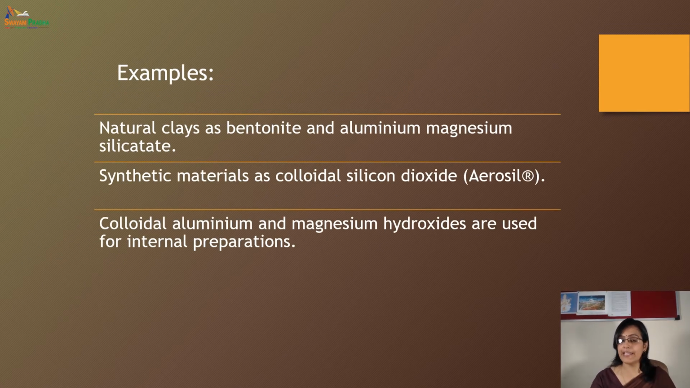Examples of finely divided solids: natural clays such as bentonite, aluminium magnesium silicate, and synthetic materials such as colloidal silicon dioxide or Aerosil, its brand name. Colloidal aluminium and magnesium hydroxides are used for internal preparations.